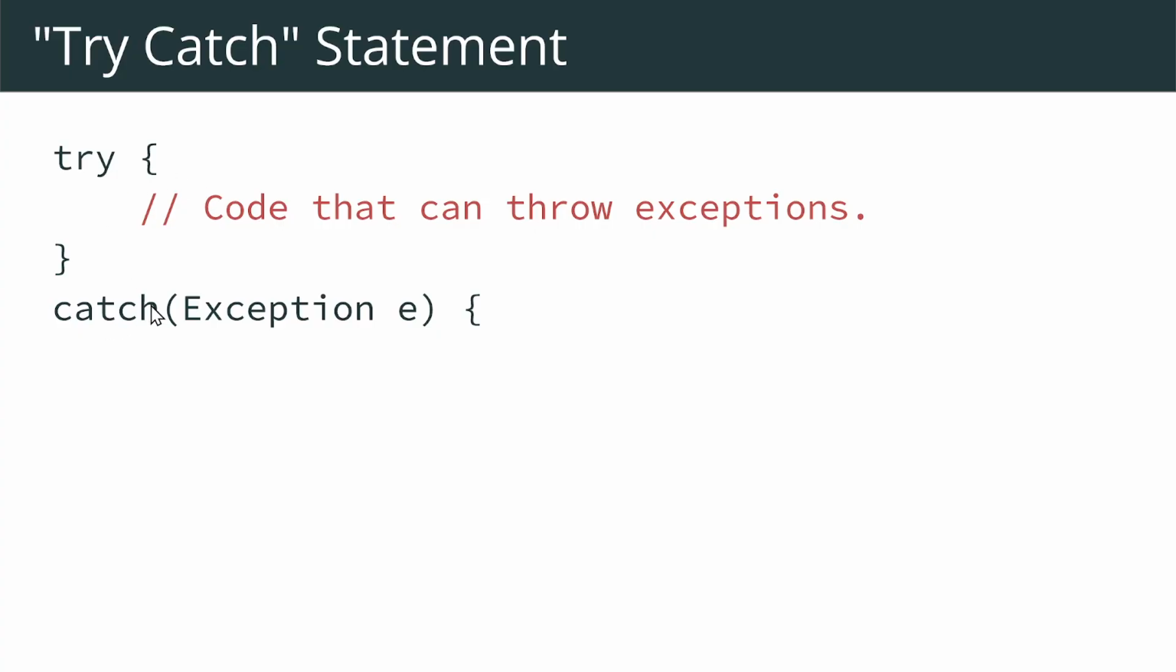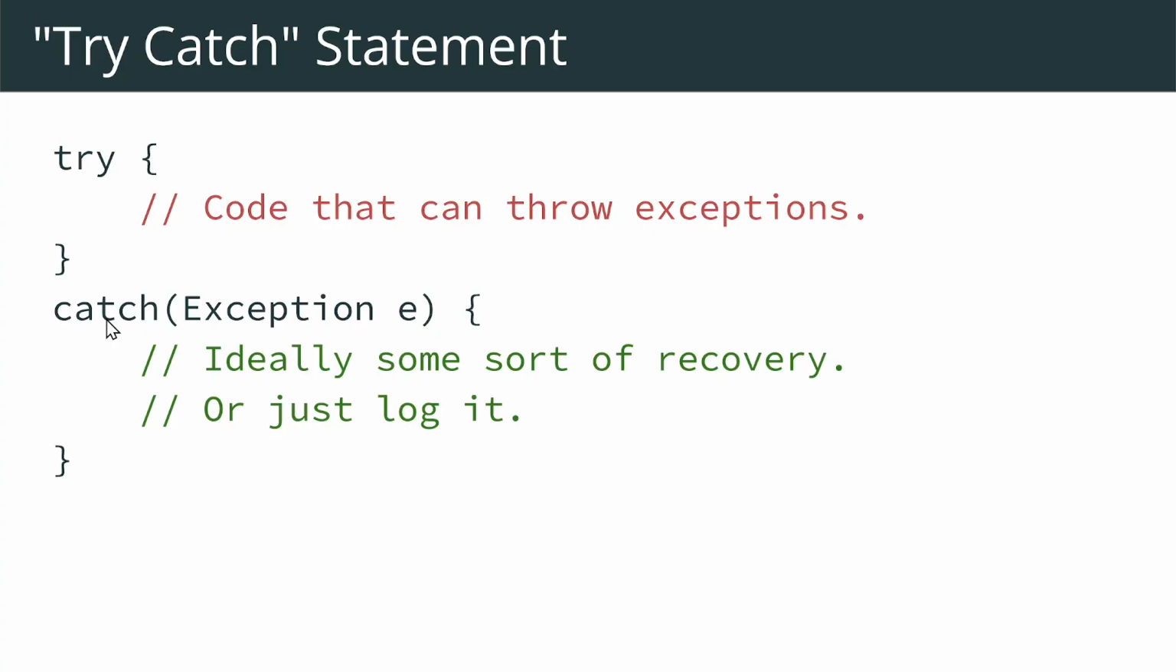So there's a catch. You can think of it as like an if statement, kind of like if an exception was thrown in this try block, it's going to be caught in here. So when we catch it in here, you can do some sort of recovery, or maybe just print it out, to let the user know what happened.